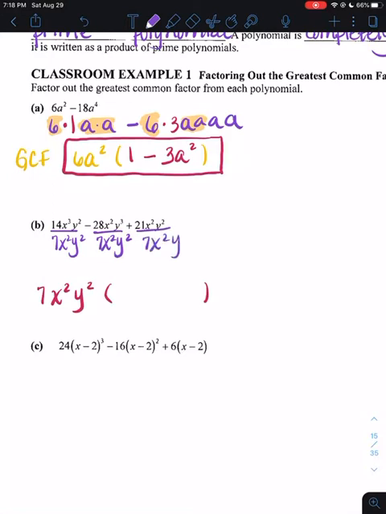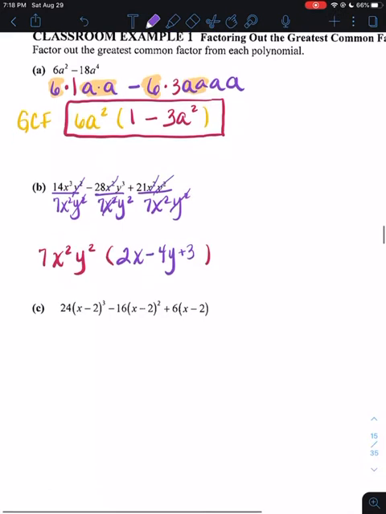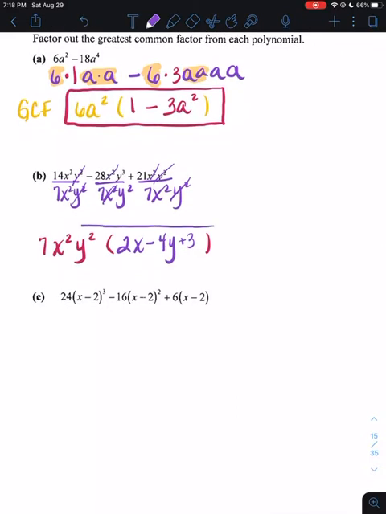Going back to properties of exponents, 14 divided by 7 is 2. You subtract exponents: x to the third over x squared is just x, and the y squareds cancel out. Minus 28 over 7 is 4. The x squareds cancel. y to the third over y squared is just y to the first power, or y. Plus 21 over 7 is 3, so plus 3. The x squared cancels, and this is supposed to be a y squared also, and then the y squared cancels, so I'm just left with a 3. And this is your factored form. Greatest common factor.